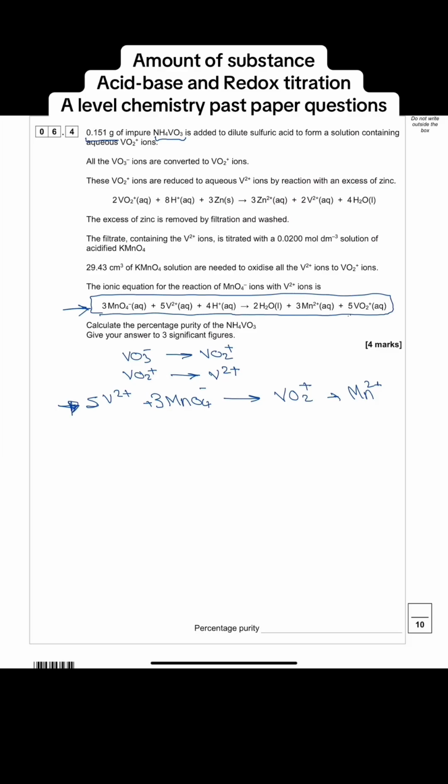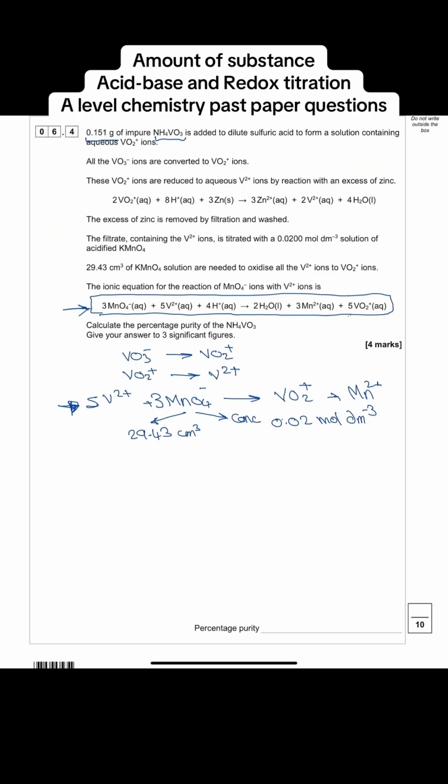Okay, so what we are going to do, they provided us with 2 things related to the manganate. The first one is the concentration, which is 0.02 mole per decimeter cubed, and also the endpoint, or the titer, which is 29.43 centimeter cubed. Now we're going to work backward as well to find, we need to determine the purity of the sample. So basically we need to determine the mass of the ammonium VO3 in the sample provided.